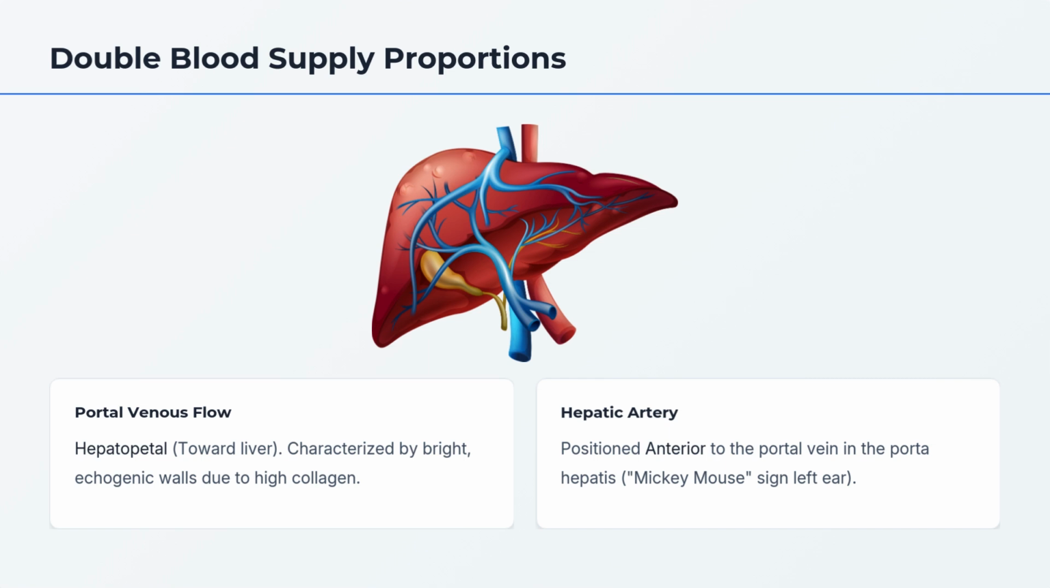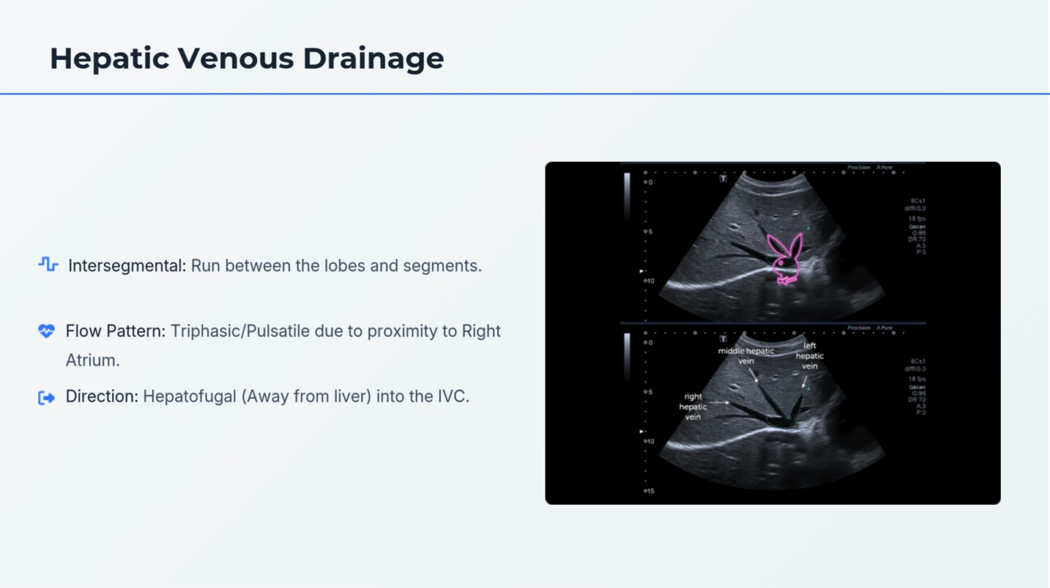Portal venous flow is hepatopetal, or towards the liver, and is identified by bright echogenic walls due to high collagen content. At the porta hepatis, the hepatic artery is positioned anterior to the portal vein, forming part of the Mickey Mouse sign. The hepatic vein runs intersegmentally between lobes and segments to drain blood into the IVC. This flow is hepatofugal, or away from the liver, and displays as a triphasic or pulsatile pattern because of its proximity to the right atrium.